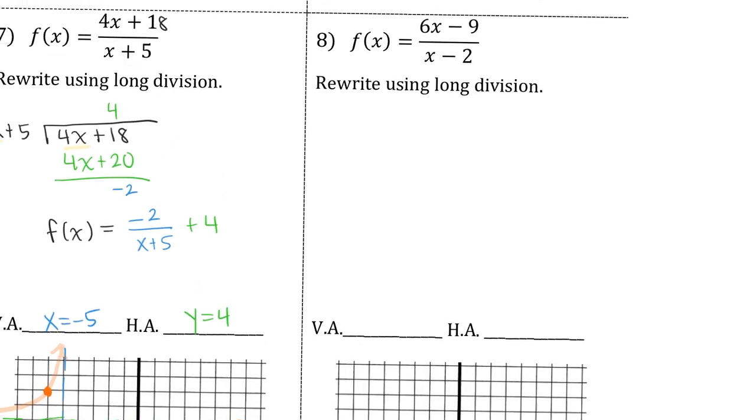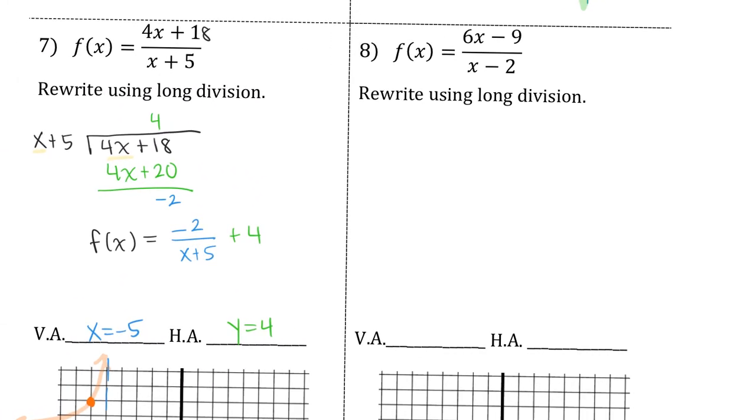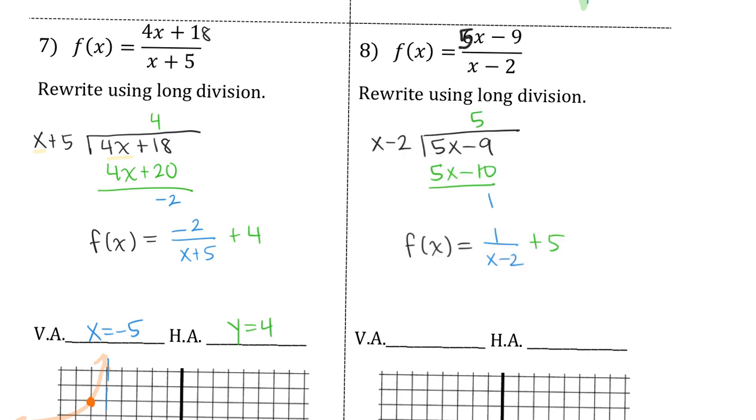Okay, go ahead and try the last one, and then unpause to check. And I did change it to 5x minus 9 over x minus 2. Okay, so I have f of x equals 1 over x minus 2 plus 5. So vertical asymptote is at x equals 2. Horizontal is at y equals 5. And then I will show you my graph.